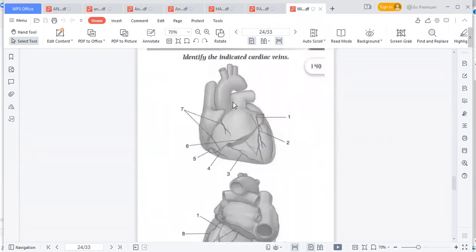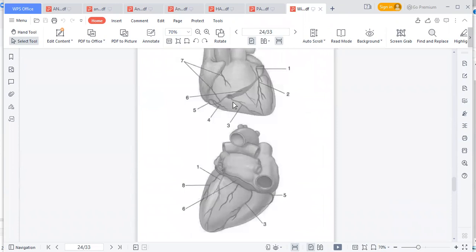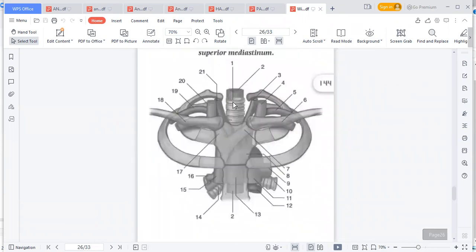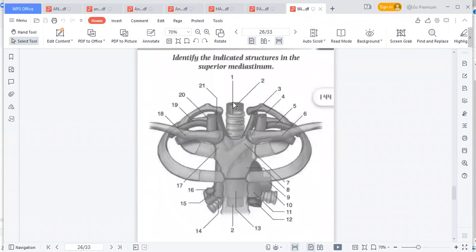The veins. This one can come. So you've got number one, which is the trachea, and we said the trachea is in front of what? The esophagus. So the esophagus is behind. Number two is the esophagus.